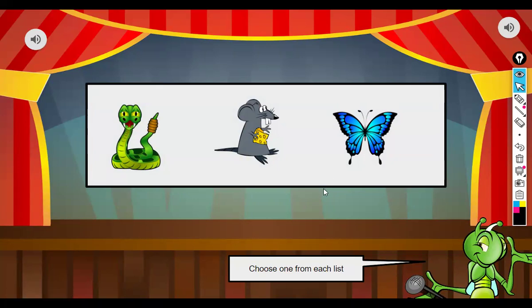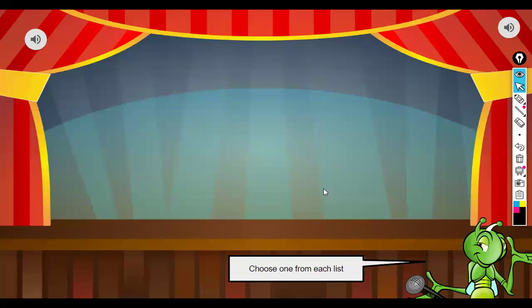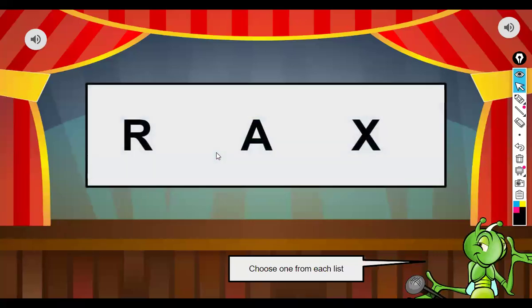Right? Next one. Choose one from this list. Choose one letter. Choose either the R, the A, or the X. Anyone you feel comfortable with. And then you have one more choice to make after. And your choices are going to earn you some fake money.